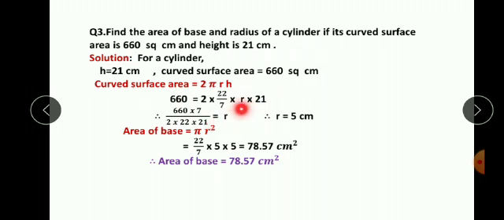So what will be r then? 660 multiplied by 7, upon 2 into 22 into 21 in the denominator. Therefore r is equal to 5 centimeter. Now area of base is equal to pi r square. So what will be the area of base then? 22 upon 7 into r square, which is 5 into 5. That is equal to 78.57 centimeter square. This is the area of base, that is 78.57 centimeter square. Now we have finished question number 3. Have you understood, children? Now come towards the next question.